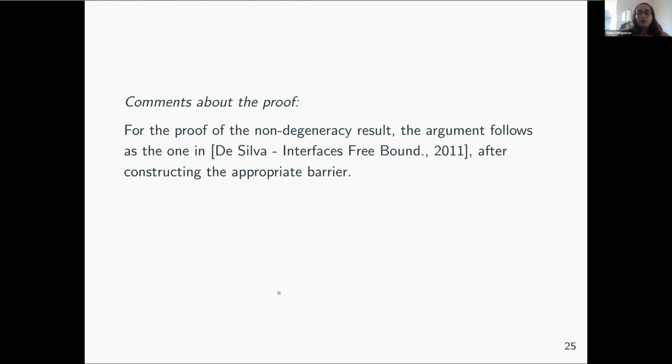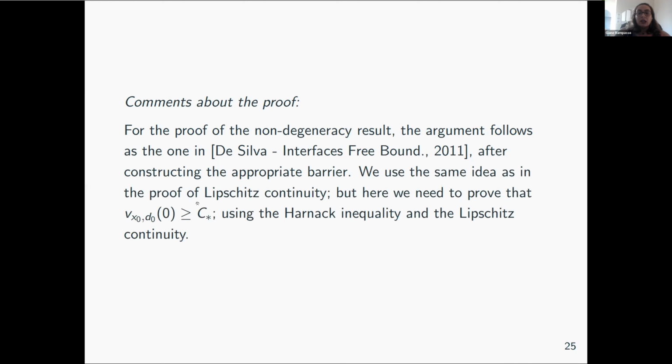So for the proof of the non-degeneracy result, we argue, as in the work of Daniela de Silva in 2011, after constructing the appropriate barrier. And then we use the same idea as the proof of the Lipschitz continuity, but here we need to prove that V at 0 is greater than or equal to C star. And here we use the Harnack inequality and the Lipschitz continuity already proved.